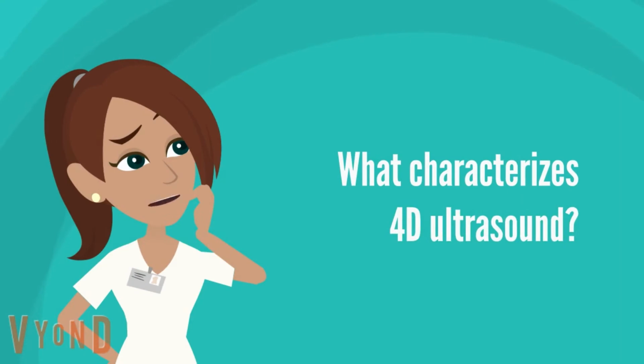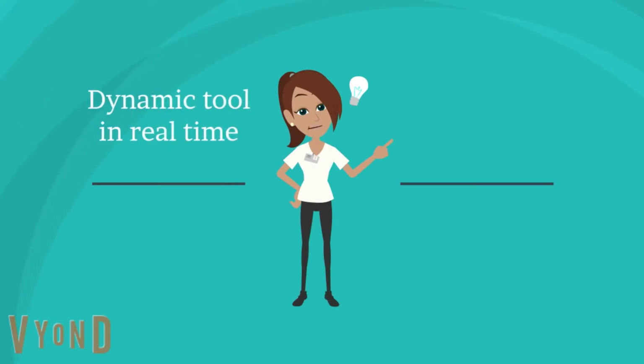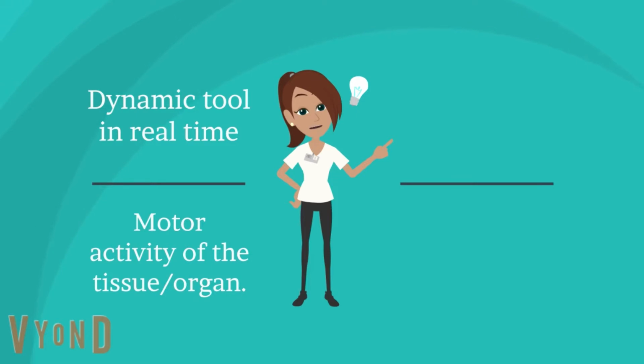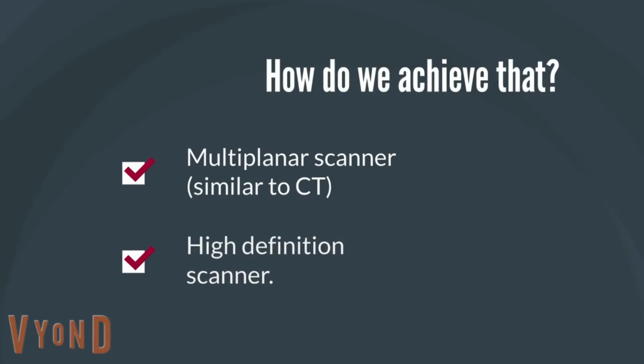Let's state the main characteristics of 4D ultrasound. 4D ultrasound is a clinical dynamic tool in real time. It permits the study of the motor activity of the tissue or organs. In this method, 3 cuts are made, similar to CT imaging. It is then digitalized and reconstructed tridimensionally to form the video. This is achieved by the use of a multiplanar scanner with high definition.